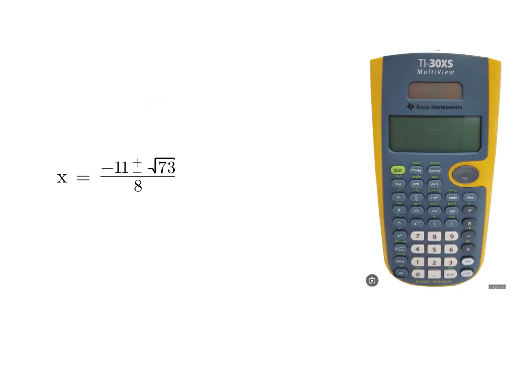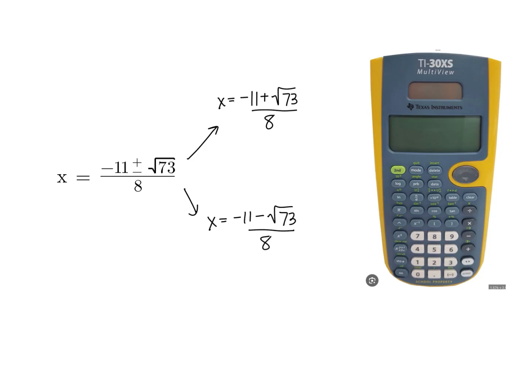We're going to take these exact solutions and plug them into our calculator to find the estimated values. So again, this breaks up into two parts. x equals negative 11 plus the square root of 73 over 8, and x equals negative 11 minus the square root of 73 all over 8. Go ahead and practice putting that into your calculator to find the estimated values. Round your answer to the nearest hundredth.